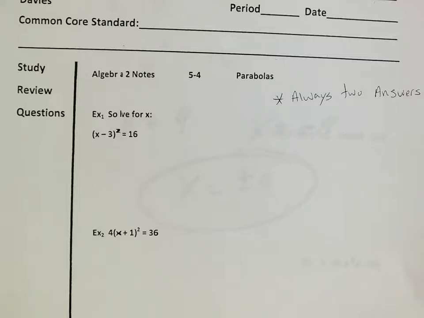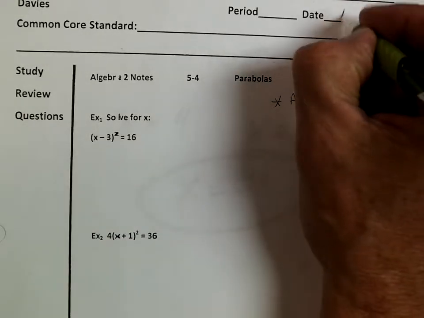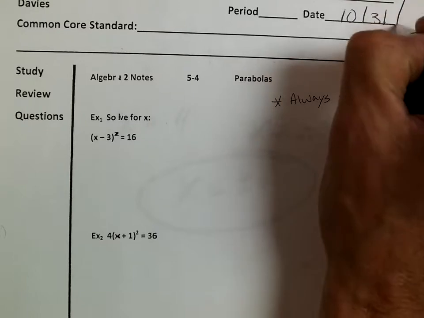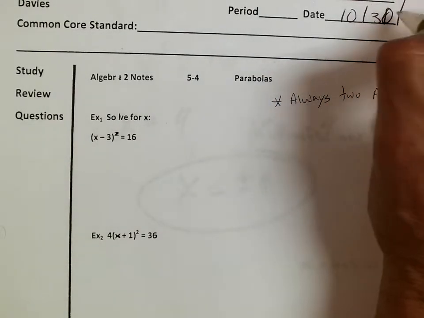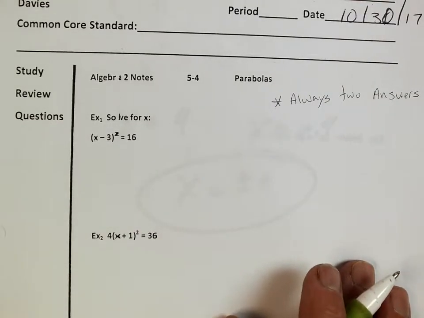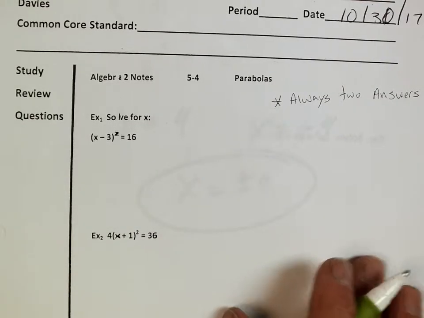So today, what we're talking about, today's date, 10/31. That's tomorrow's date. Tomorrow's date, 10/30. Somehow Halloween. Could be worse, could be elementary, and they are really wound up.